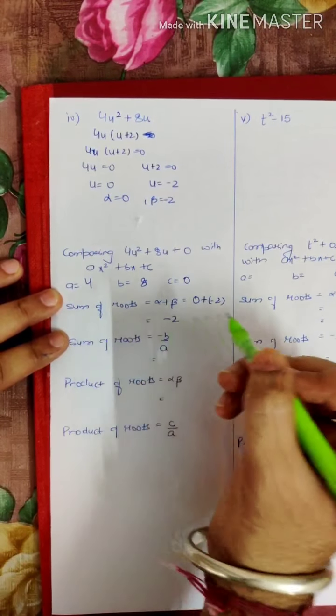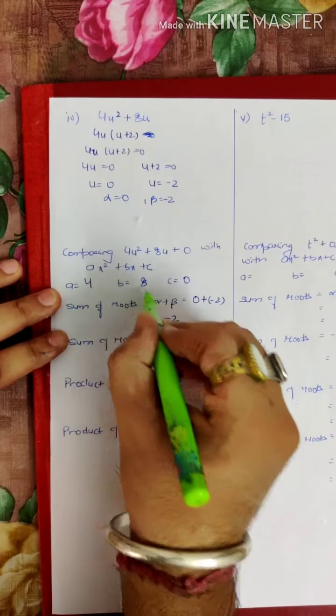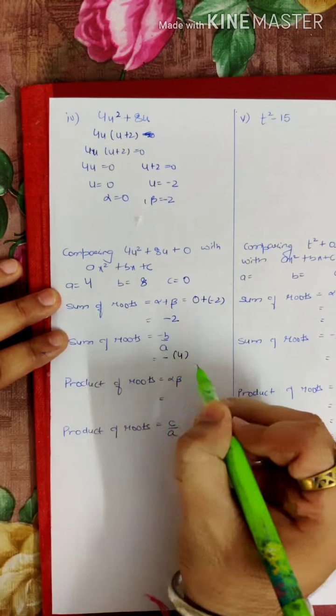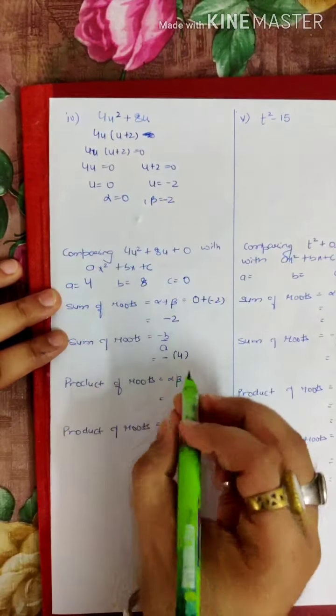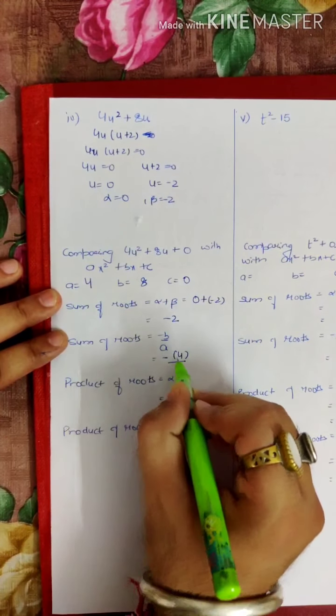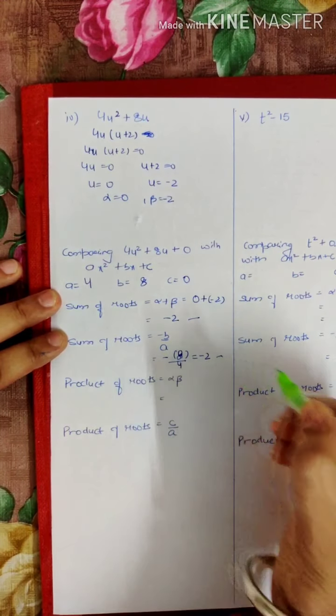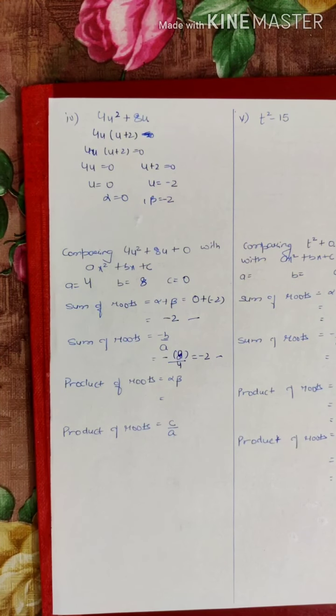We'll again calculate the sum of the roots with the help of the coefficients. That will be minus b, which is basically 8, the coefficient of the linear term, and then a is the coefficient of u square. Sorry, this was 8 and this is 4. This will be -2. So we can see now that the sum of the roots is equal either if you simply add them or you verify them with the help of the coefficients.